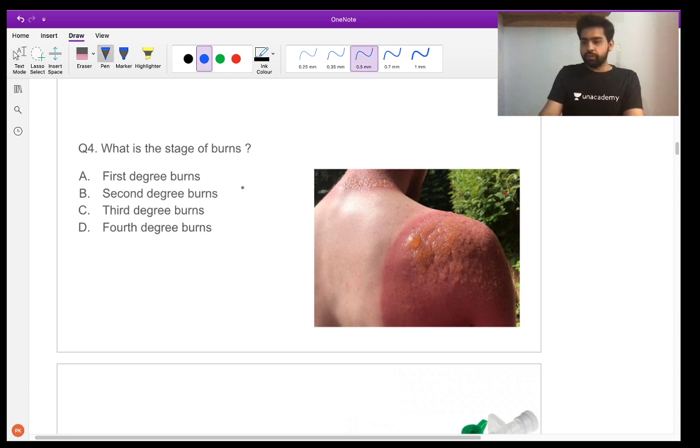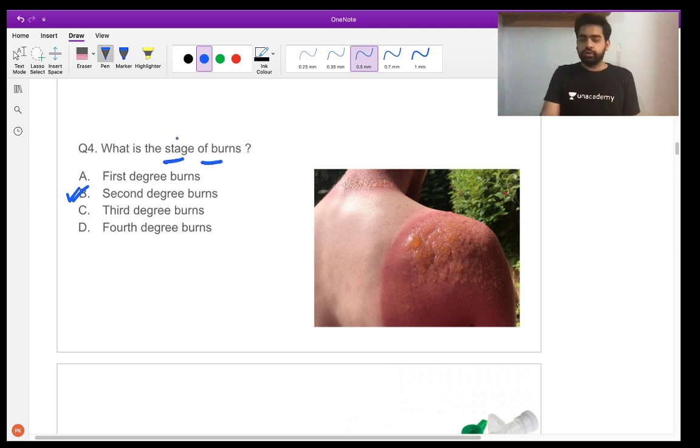Okay, so Danish is up with the answer, Monali is with the answer. So yes, it is a second degree burn. It is basically a second degree superficial burn. This is a very simple question. I just wanted to revise with you the stages of burns. That is why I put this question. So what are the stages of burns?